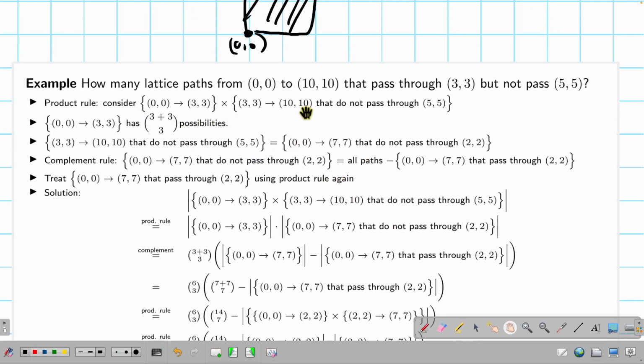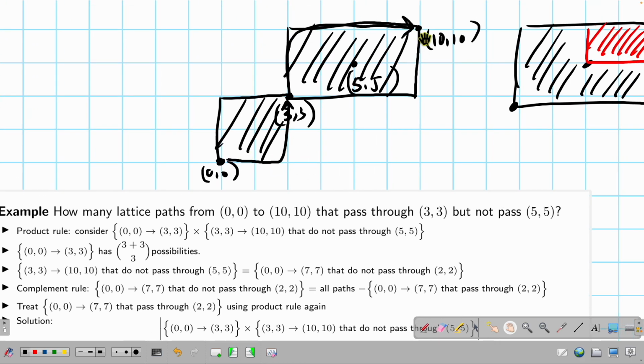So first, 0, 0 to 10, 10 must pass through 3, 3. That means we consider 0, 0 to 3, 3 and then 3, 3 to 10, 10. This is the same as considering 0, 0 to 3, 3 times, not cross, this is the Cartesian product, this is the set, okay? And then we need 3, 3 to 10, 10 that does not pass through 5, 5. Okay, we just write it down like this first. Later we will deal with this part.